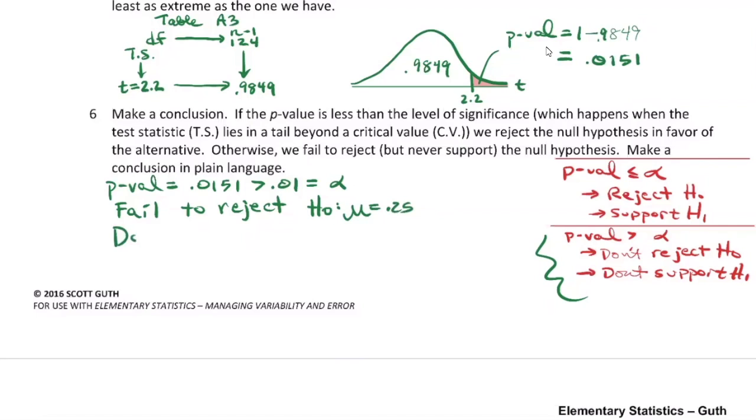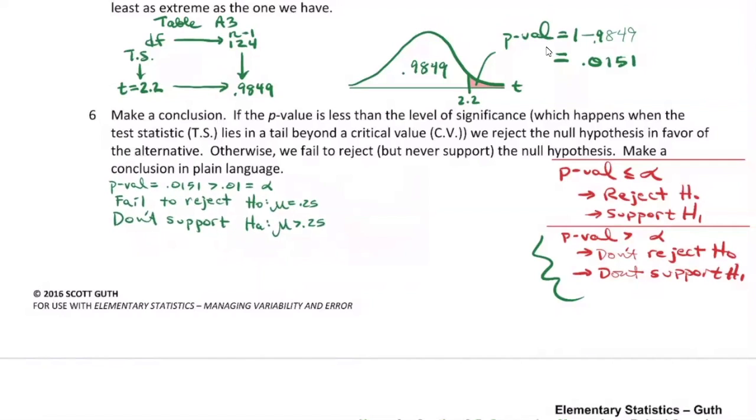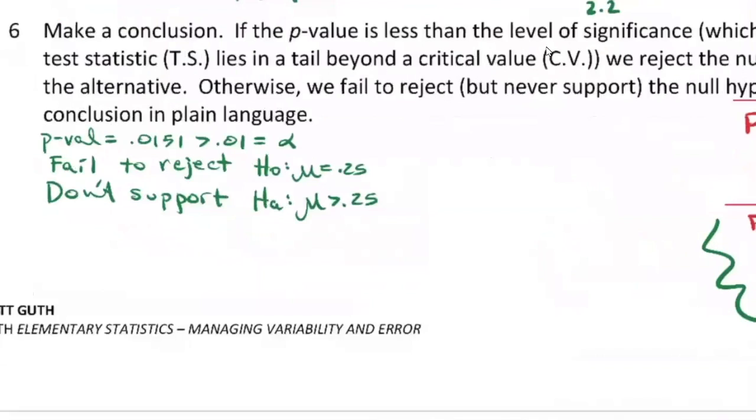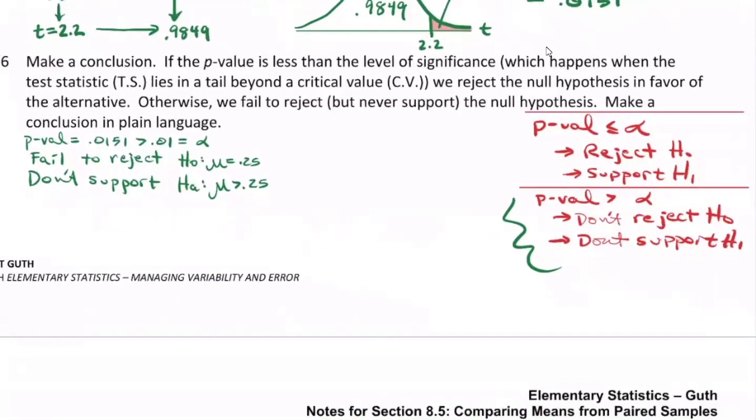Don't support the alternative. You can only support the alternative if you reject your assumption. So don't support HA. It said the mean thickness is greater than 1/4 inch. Huh. So based on these data, the bottom of the windows did not get thicker. That's what that says. So we'll conclude by saying the data do not support the claim.